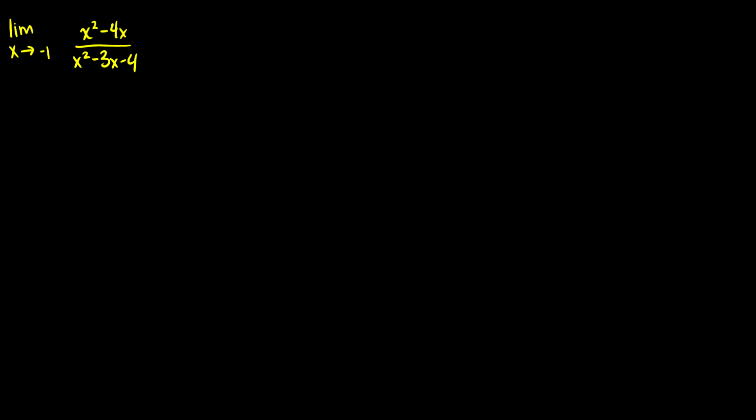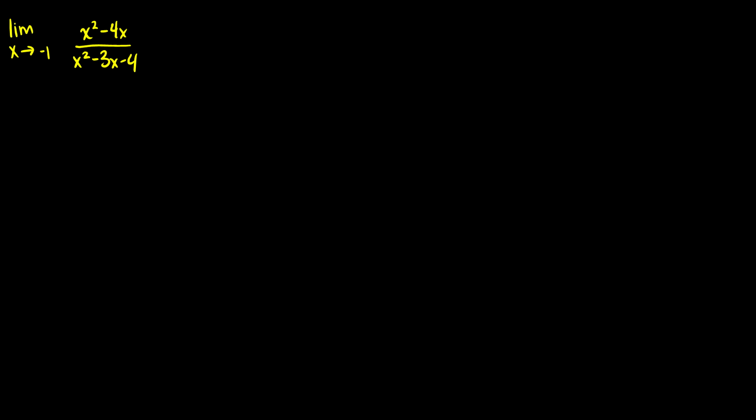The first one says the limit as x goes to negative 1 of x squared minus 4x over x squared minus 3x minus 4. So the first thing we want to do when we check these things is to see if we get a 0 over 0 or a constant over some other constant. So let's plug negative 1 in here.